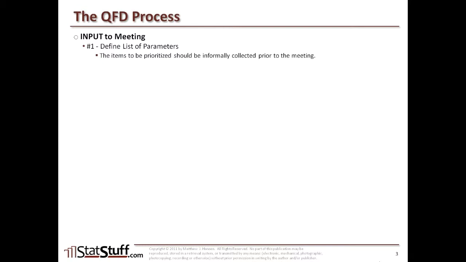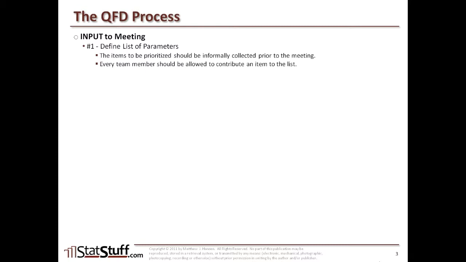Alright, a QFD process begins with what we said was like an input to the meeting, and that's the first step of defining the list of parameters. These again are the items that you need to prioritize, whether they're the projects or opportunities or whatever it is that you're trying to prioritize. These are those list of items that you need to identify, and these should be informally collected prior to the meeting starts. That's why it's considered to be an input in here. It really should be done ahead of time, so you're starting your meeting with already having this list defined.